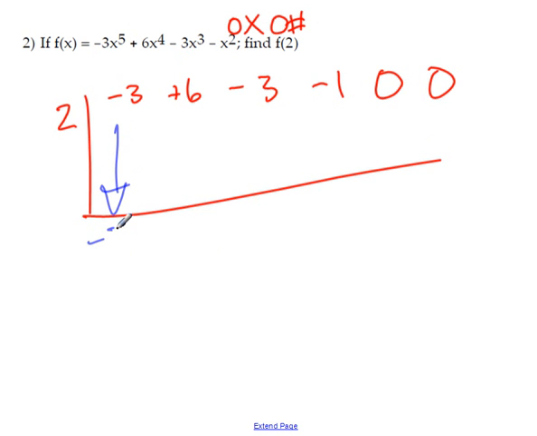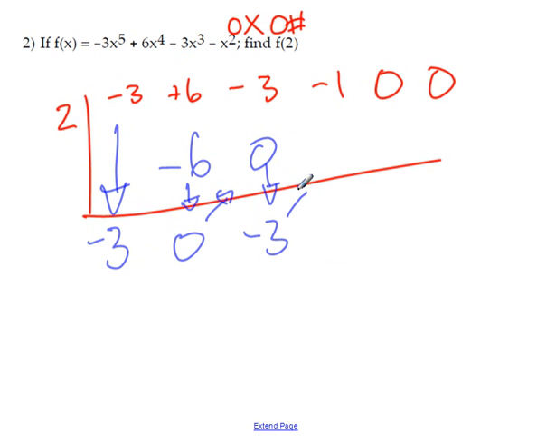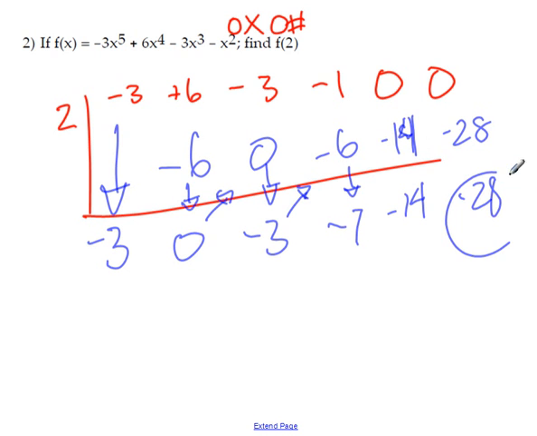So my -3 is just going to drop down to start, and 2 times -3 makes a -6. Put those together, and that's going to make a 0 here. 2 times 0 is going to make 0. Put those together, and that's -3. 2 times -3 is going to make -6. And putting those together here is a -7. Double that is -14, and now since there's zeros, I'm just going to rewrite the -14. Double it again is -28. -28 is what we're looking for here. So that's it.